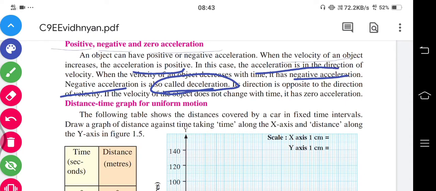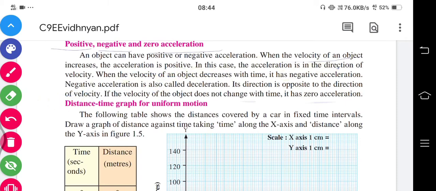If the velocity of an object does not change with time, it is zero acceleration. So I understood positive acceleration, negative acceleration and zero acceleration. All three concepts are clear here? Yes. So now the next topic is the time distance graph.